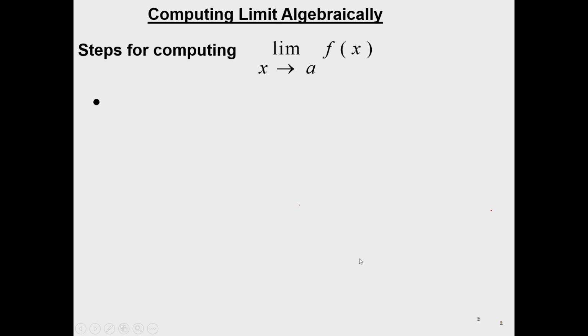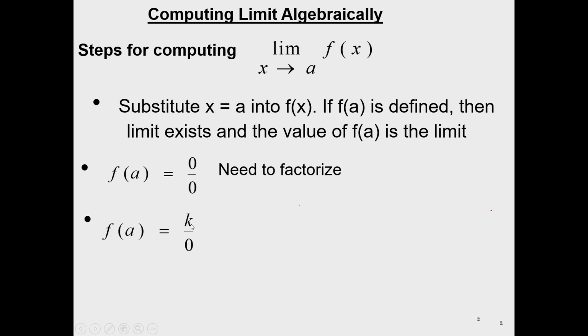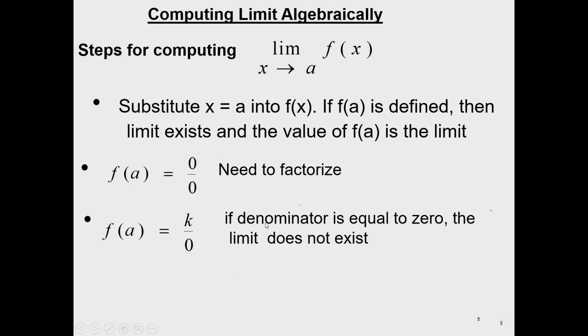Computing limits algebraically. Steps for computing the limit as x approaches a of f of x. Substitute x is equal to a into f of x. If f of a is defined, then the limit exists and the value of f of a is the limit. When you have a 0 over 0, then you need to factorize. And when you have a number over 0, if the denominator is equal to 0, the limit does not exist. Right? So these are some key points you need to know.